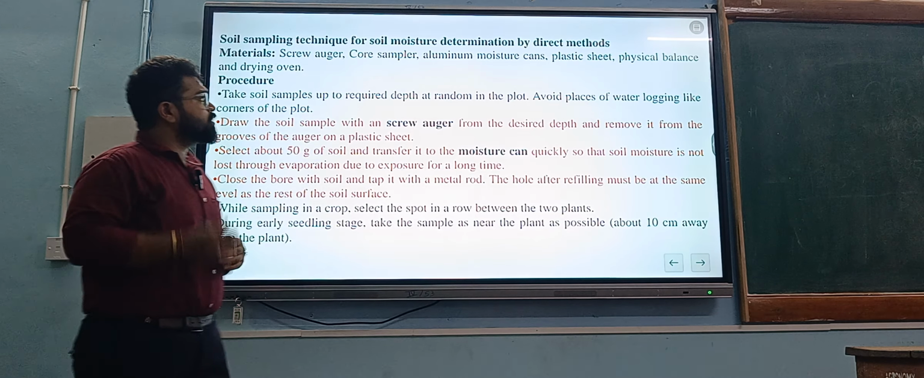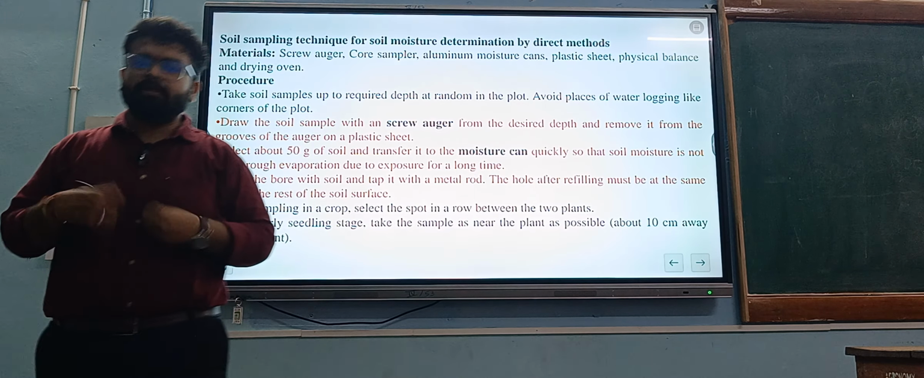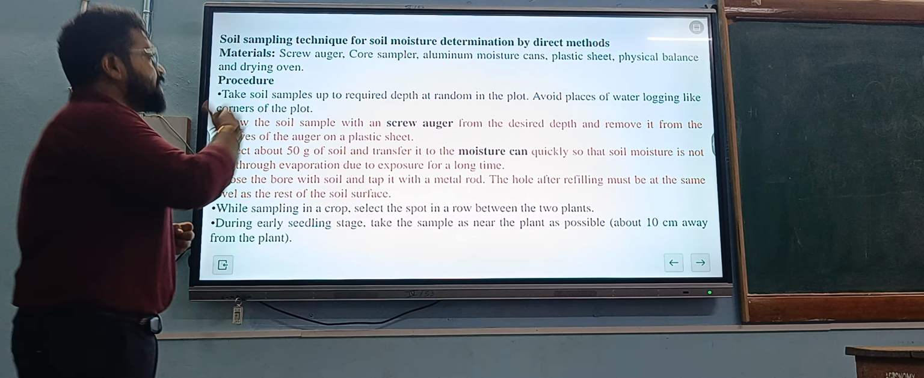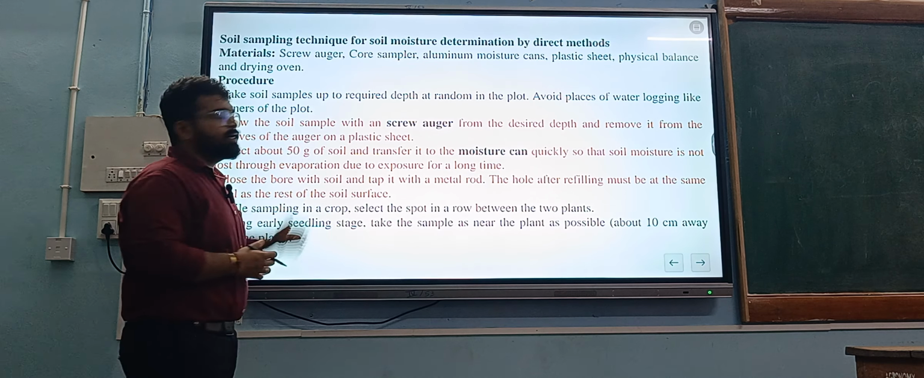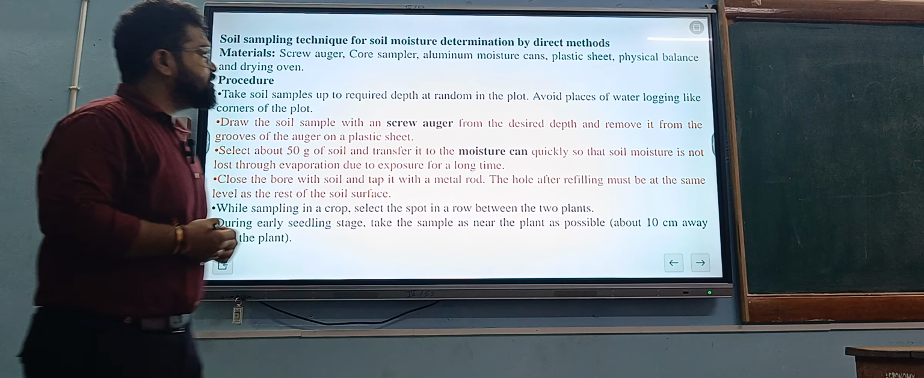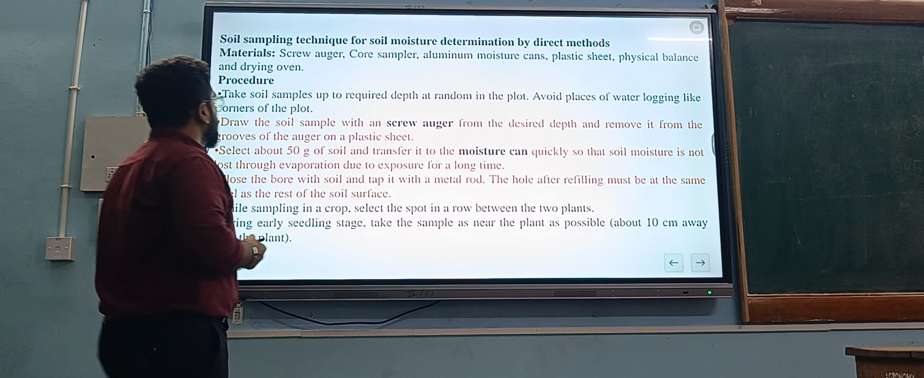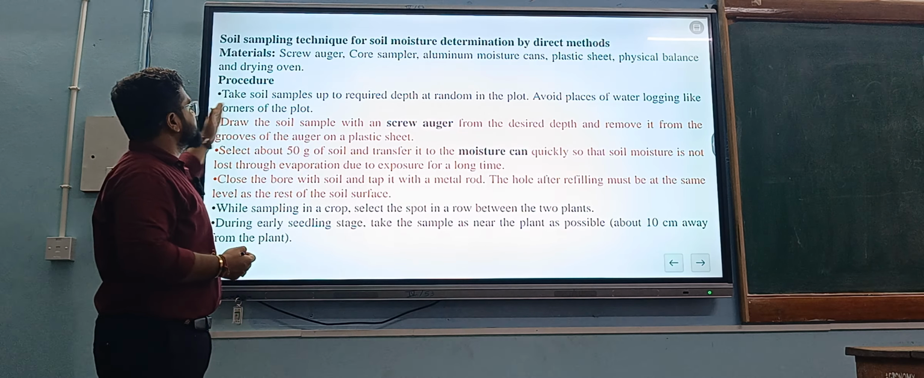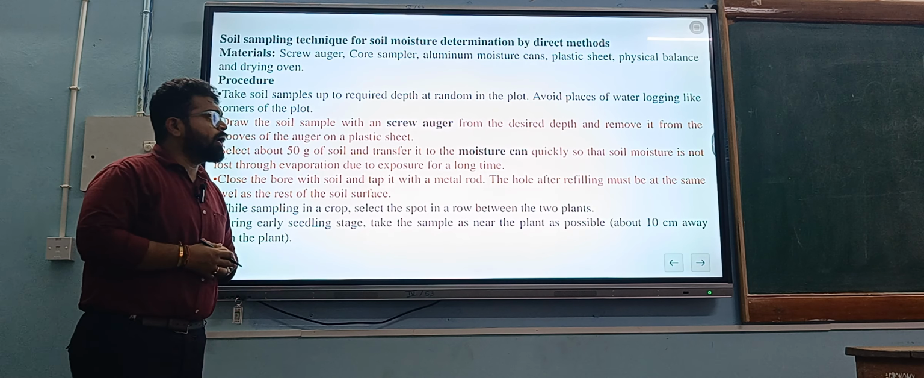First, before that, how do we go about soil sampling for determination of soil moisture? The material required for that is a screw auger, core sampler, aluminium moisture cans, plastic sheets, physical balance and dry oven. What do we have to do? First, we have to take the soil sample at the required depth.